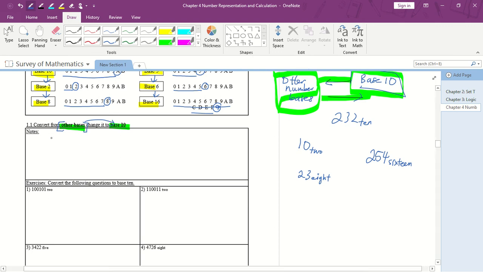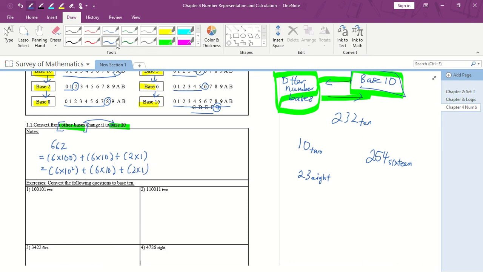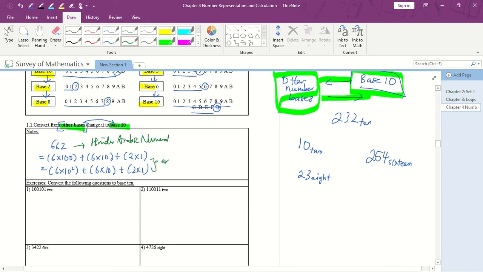In the previous video, we learned that if it is 662, then it can be 6 times 100 plus 6 times 10 plus 2 times 1. And we can get the idea of 6 times 10 squared plus 6 times 10 plus 2 times 1. That's what we learned, right? We called this the Hindu-Arabic numerals, and we also call this the expanded form. Now we'll use the same concept to convert the other bases into base 10.